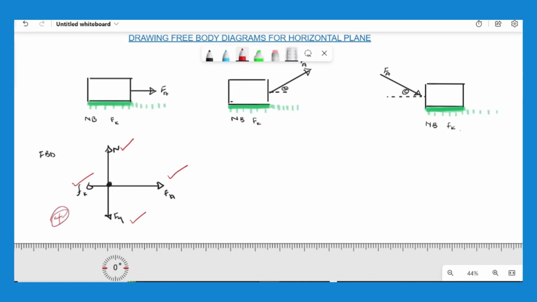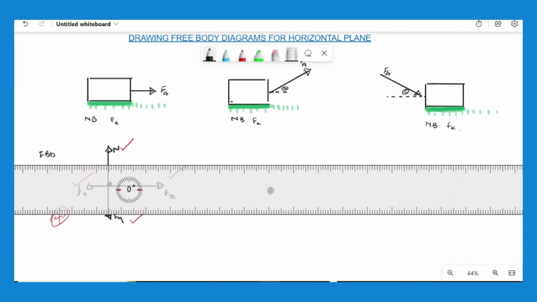Right, now let's look at scenario number 2. Again, for the free body diagram for scenario number 2, we're going to represent this object as a dot or a point, and our forces are going to point away from this dot.